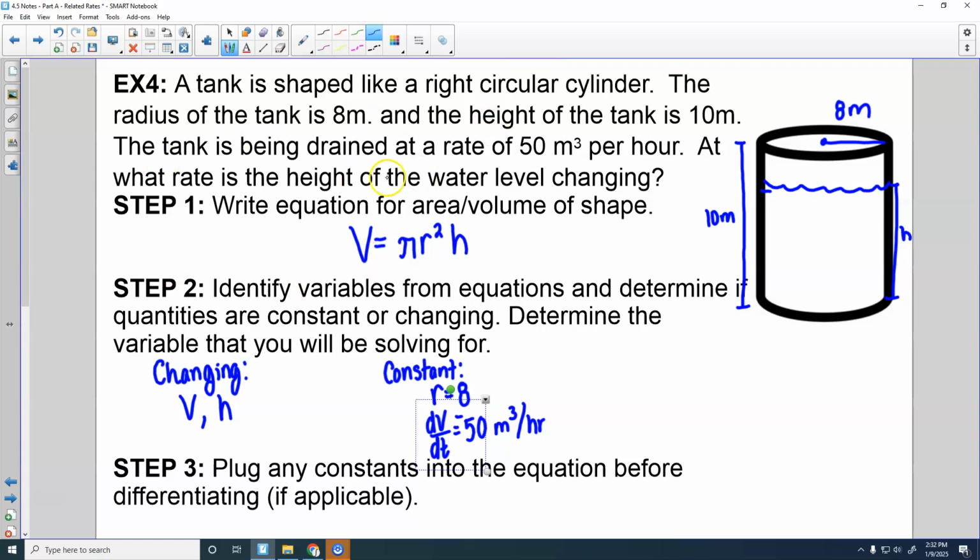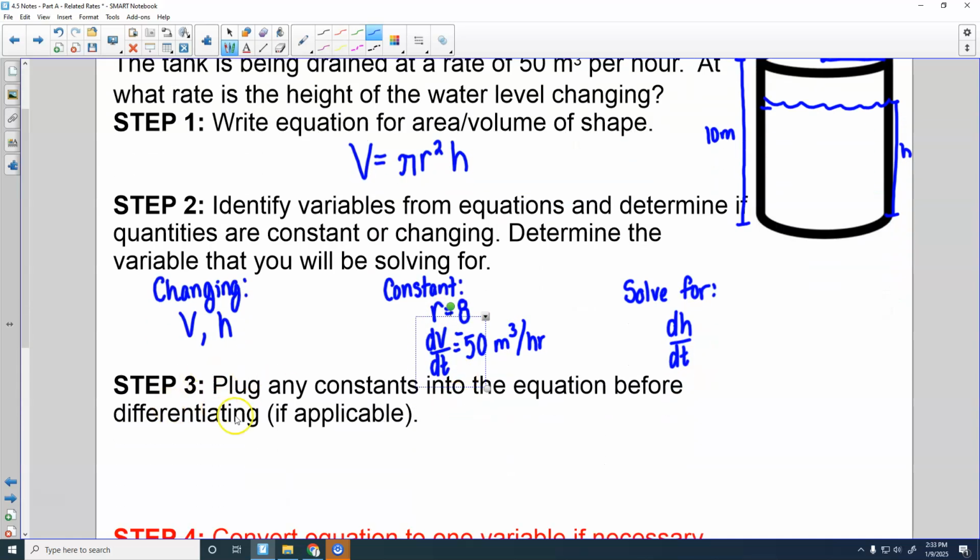They don't give us any other rates. What are we asked to solve for? The rate that the height of the water is changing. What variable would that be? dH/dt. The only thing I don't see is a dr/dt, but we're going to find out we don't actually have to have a dr/dt for this problem, because r is over here in the constant section.